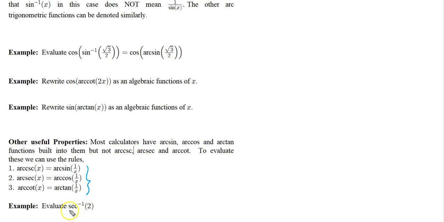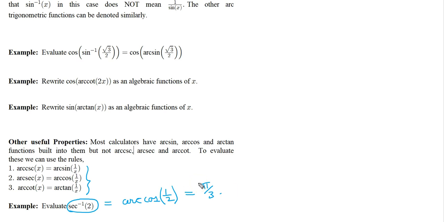So for example, if you wanted to evaluate the arc secant of 2, well, that would equal, using this rule number 2 up here, the arc cosine of 1/2, 1 over 2. And if you use the unit circle diagram or your calculator, you would find that this is equal to pi over 3.